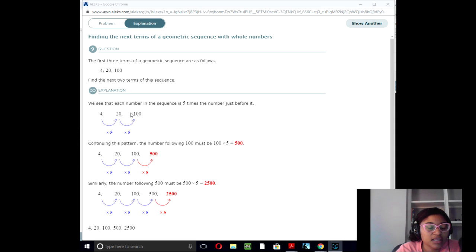So in order to find the next two terms of the geometric sequence, we will multiply 5 times 100, which will give us 500. And then the next round we'll multiply 500 times 5, and that will give us 2500. So the answer is 4, 20, 100, 500, and 2500. Let's move to the next problem.